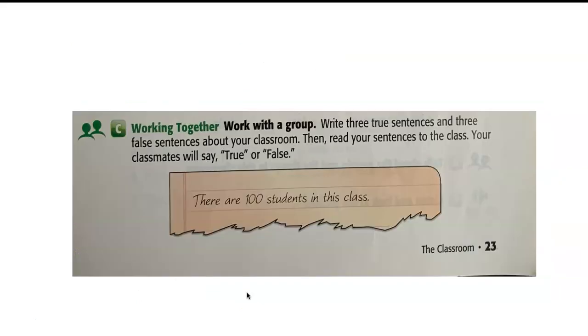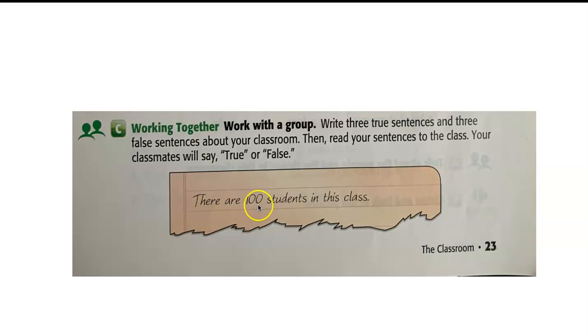Okay, so now here you have working together. Work with a group, write 3 true sentences and 3 false sentences about your classroom. Then read your sentences to the class. Your classmates will say true or false, okay? Because we don't have classmates now, but you are going to write sentences, okay? Remember the meaning of true, verdadero, false, falso, okay? So look at this, you have the example.